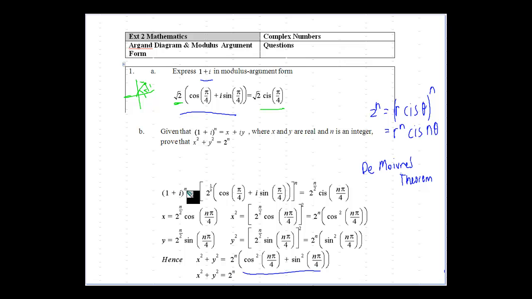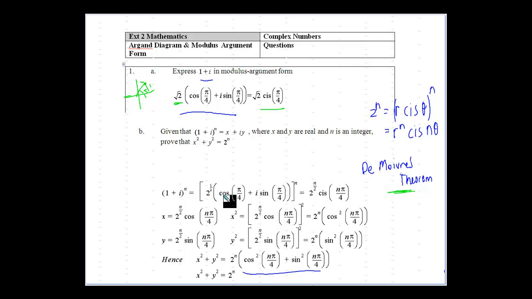Well, let's have a look. We've got 1 plus i to the power of n. We know that 1 plus i could be written as 2 to the power of a half, or root 2, cos pi on 4 plus i sine pi on 4, because that's 1 plus i in modulus argument form. Putting it that way makes it easier to raise to the power of n when we remember de Moivre's theorem. We take a complex number and put it to the power of an integer, and that would be r to the power of n times cis n theta, which is cos n theta plus i sine n theta.